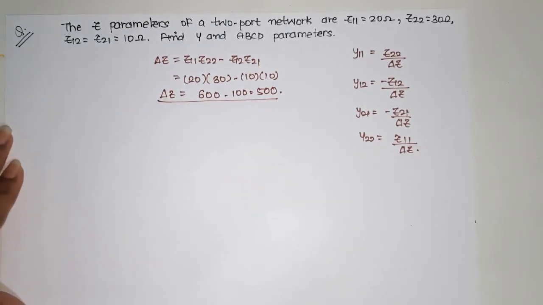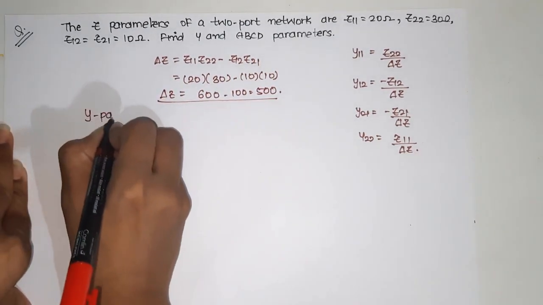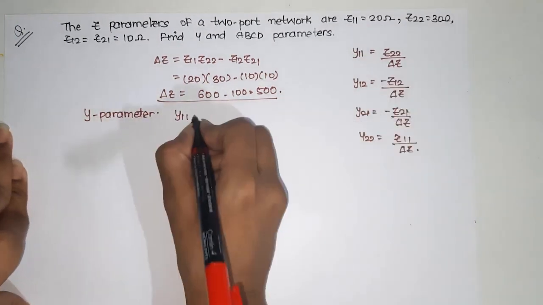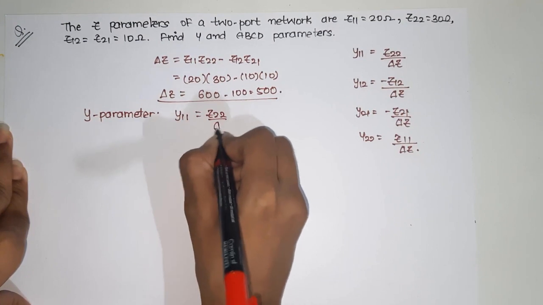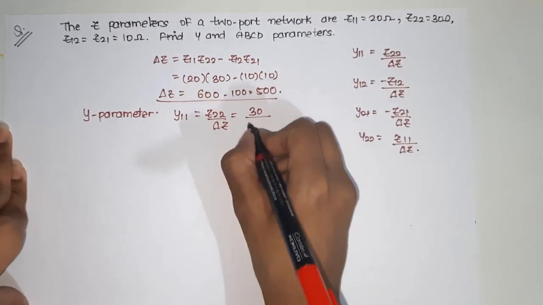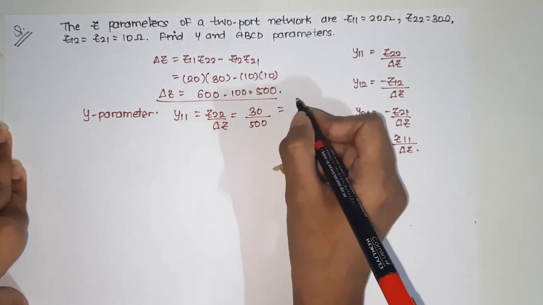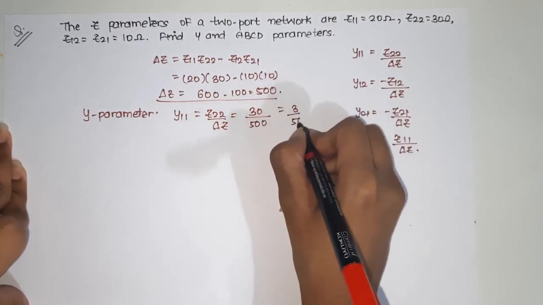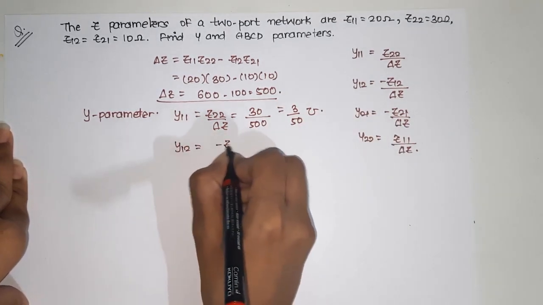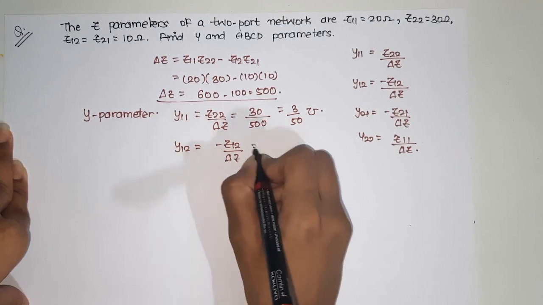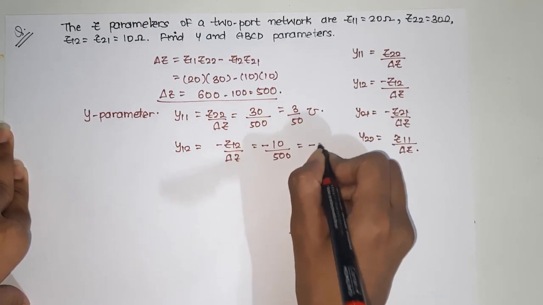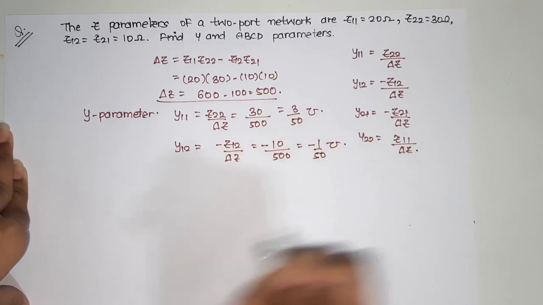So now we will calculate the y parameters. So for y parameter, y11 is equals to z22 by delta z, right? z22 का value is 30, right, upon delta z, that is 500 जो हमने calculate किया. So this will be 3 by 50 mho. Next, y12 का value, that is minus z12 upon delta z, so that is minus 10 upon 500. So that is equals to minus 1 by 50 mho.